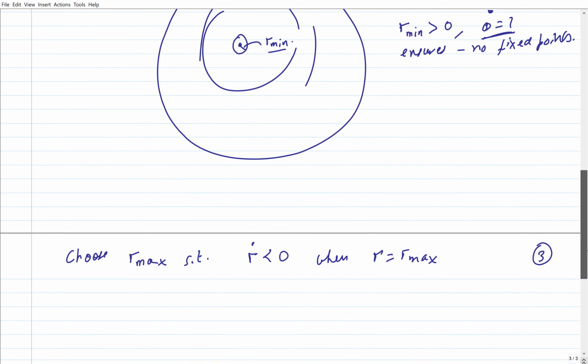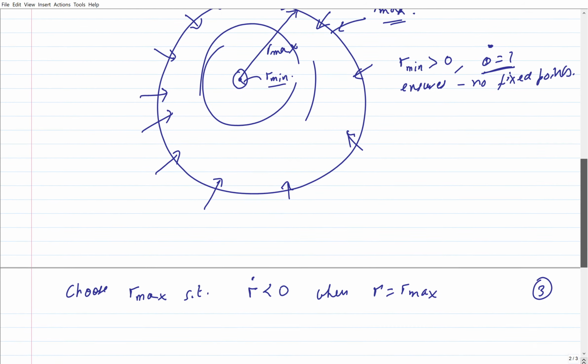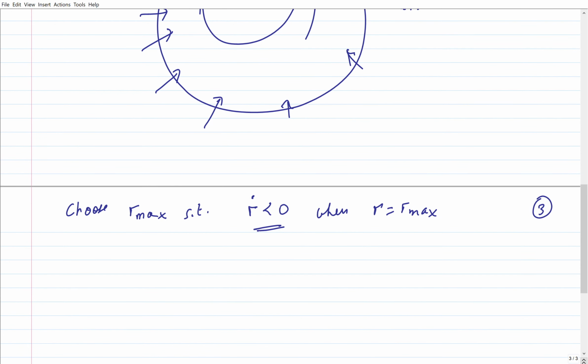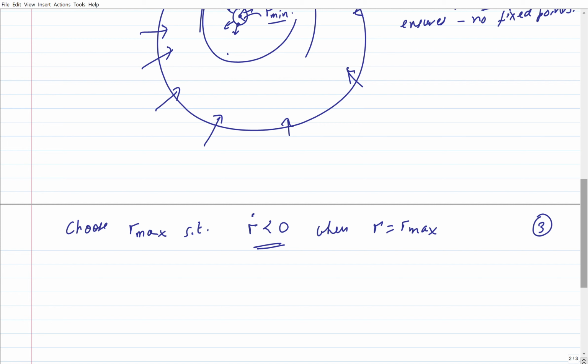Why do we do that? Well, we also need to ensure that there is a trapping region. So this was r max, and if at the boundary r dot is pointing inwards, that would mean that any trajectory that tries to reach the boundary would be pushed back again. And similarly, at r min we need r dot pointing towards outside, so r dot has to be greater than 0.